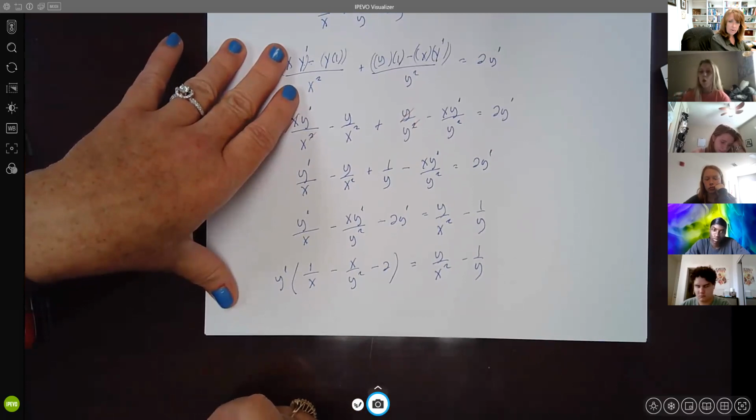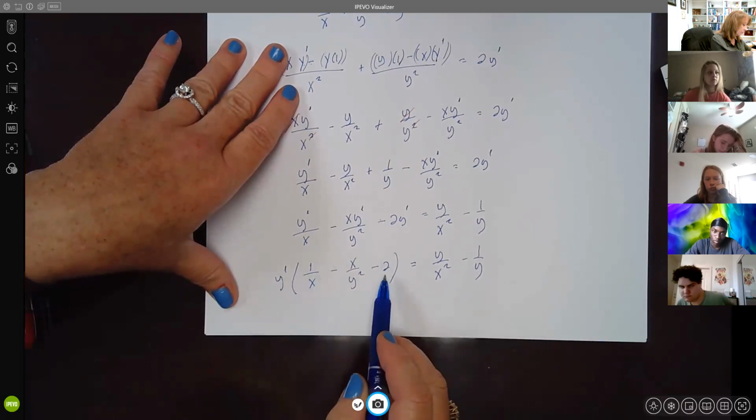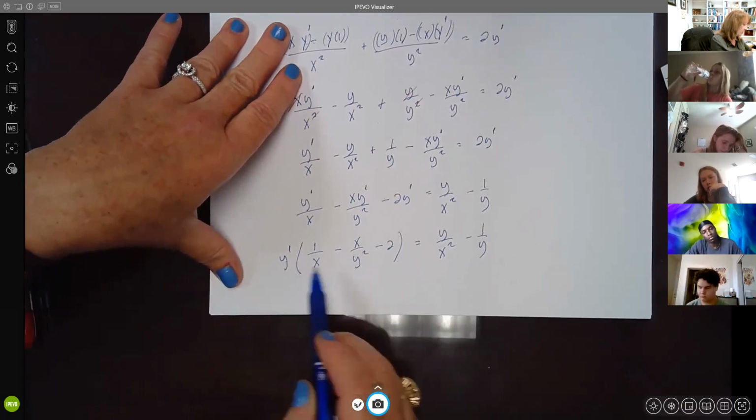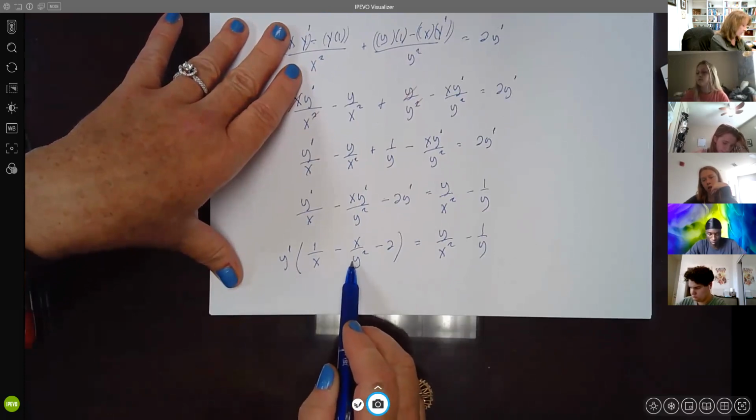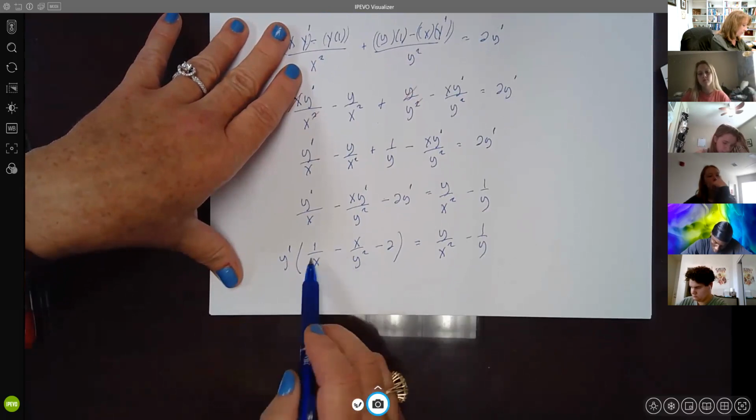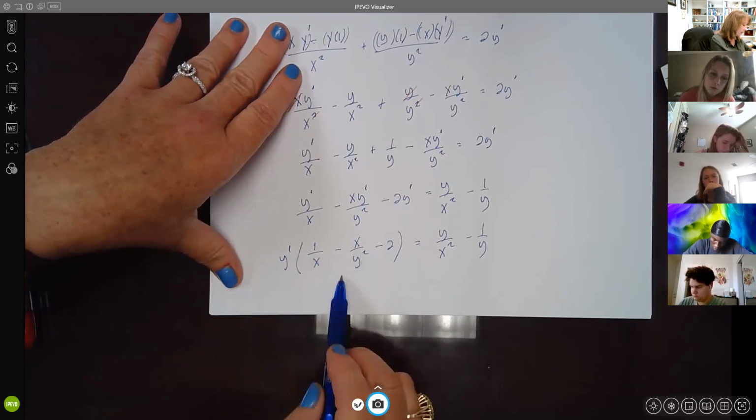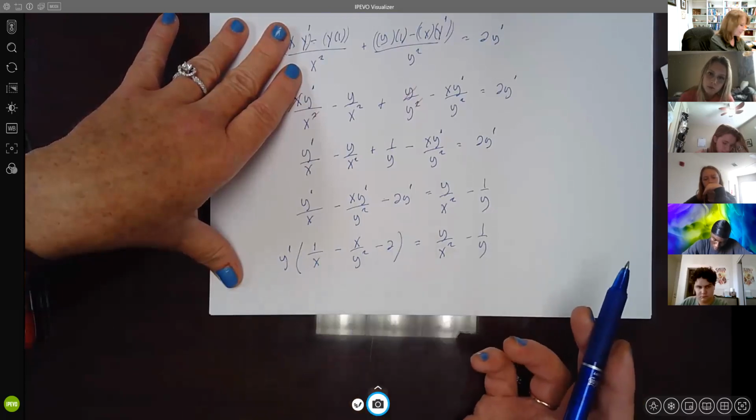Now let's get a common denominator because we need to divide to isolate y prime. Your common denominator here is xy squared. So you would do y squared top and bottom here, x top and bottom here, and xy squared here. You get the idea, hopefully.